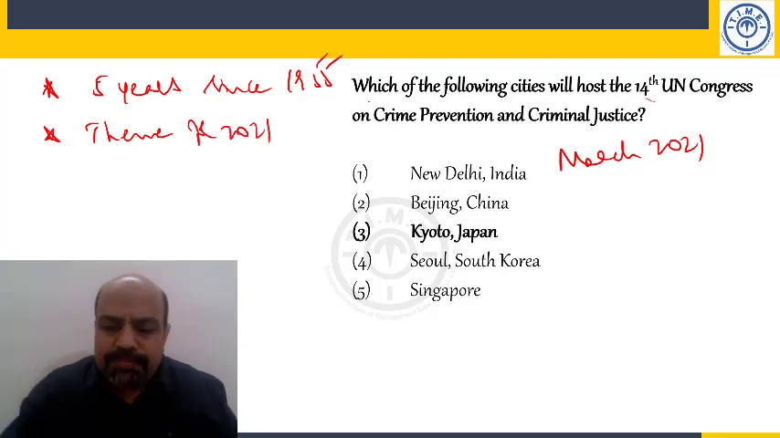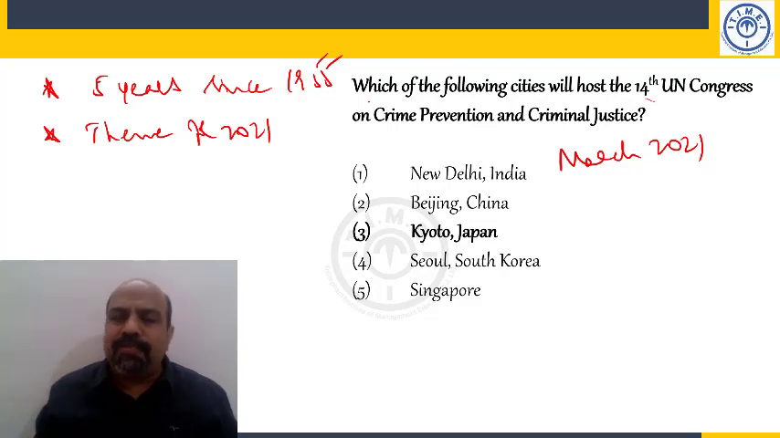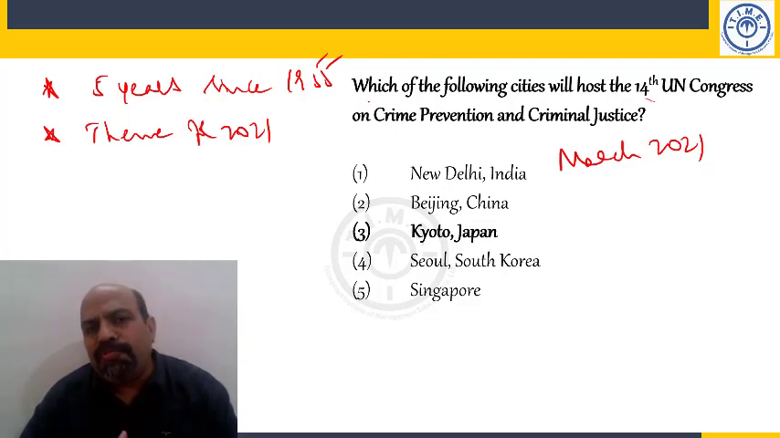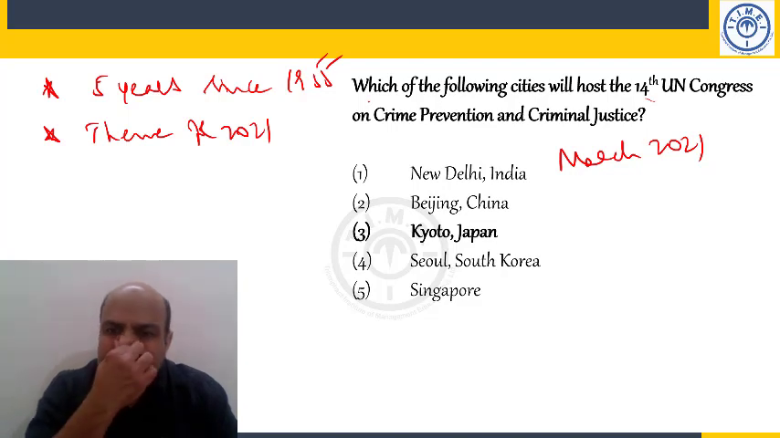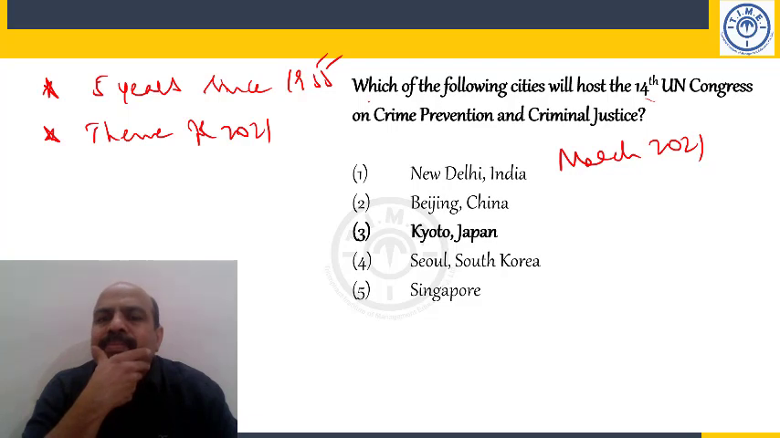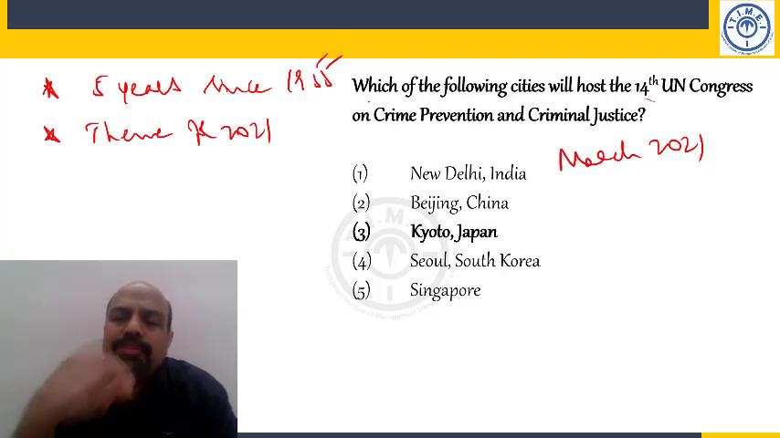I'll just read this, it's very long to write. Advancing crime prevention, criminal justice, and rule of law, R-U-L-E, dash, towards the achievement of the 2030 agenda. That's it. So this is the theme for this year.